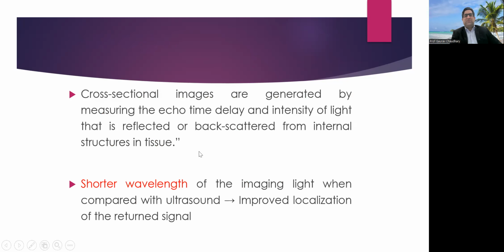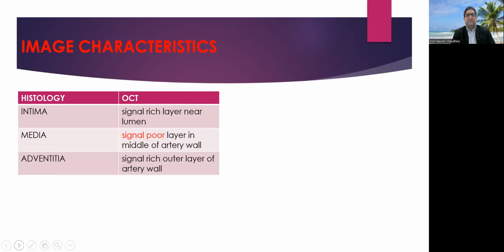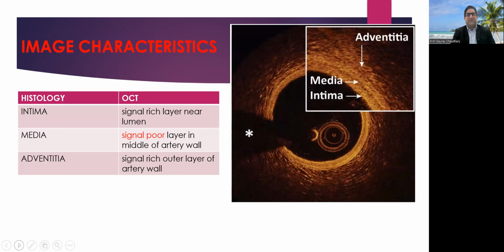The basis is that cross-section images are generated by measuring the echo time delay and intensity of light that is reflected or backscattered from internal structures in tissue. A shorter wavelength of the imaging light, when compared with ultrasound, improves localization of the reflected signal. Three important things: how the intima looks, how the media looks, and how the adventitia looks. It is almost similar to intravascular ultrasound: bright, dark, and bright.